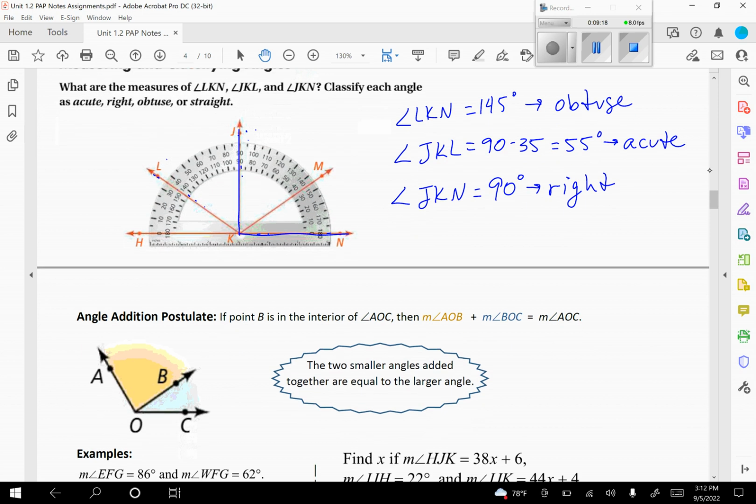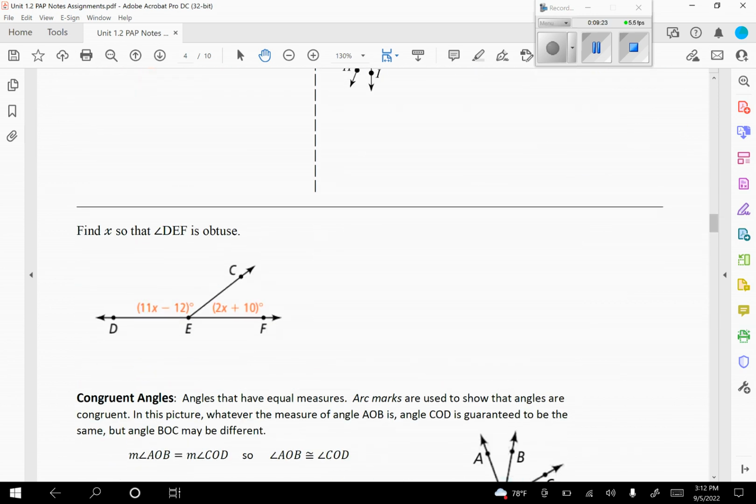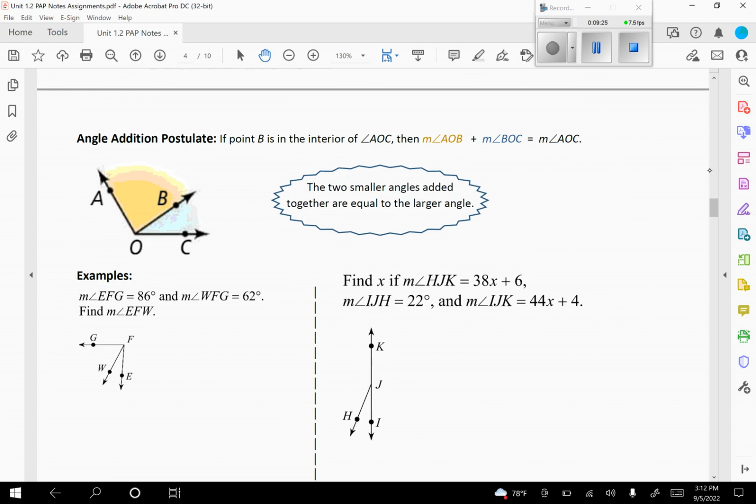Okay, moving right along. So our next topic that we're going to discuss for today is the angle addition postulate. So this is just like the segment addition, except we're dealing with angles. So we can see here, they're saying that if point B, so point B right here, is on the interior of angle AOC.